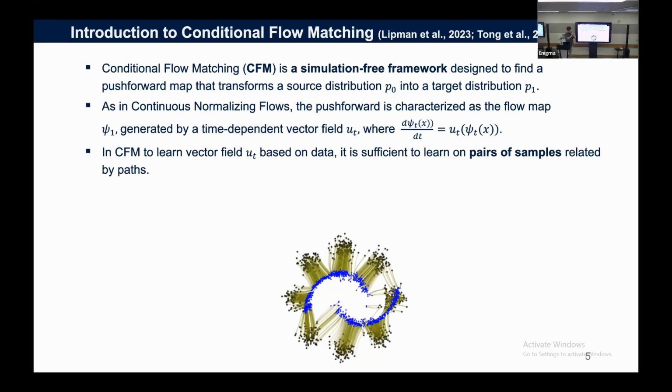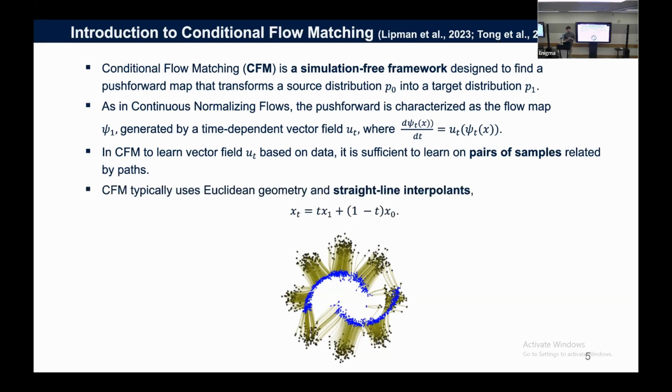This is something you don't want to do. If you have that in your model, you will not scale to realistic problems. Simulation free means we don't do that; we manage to avoid solving differential equations in training. Essentially, conditional flow matching is a simulation-free approach to normalizing flows. So that was the game changer.